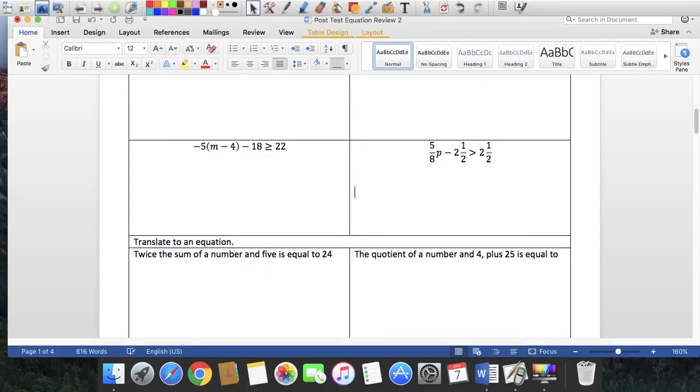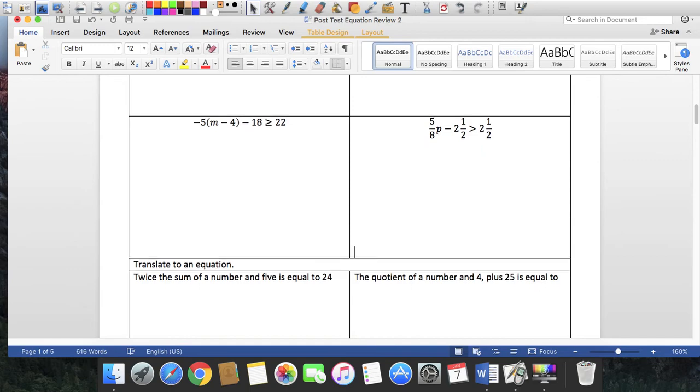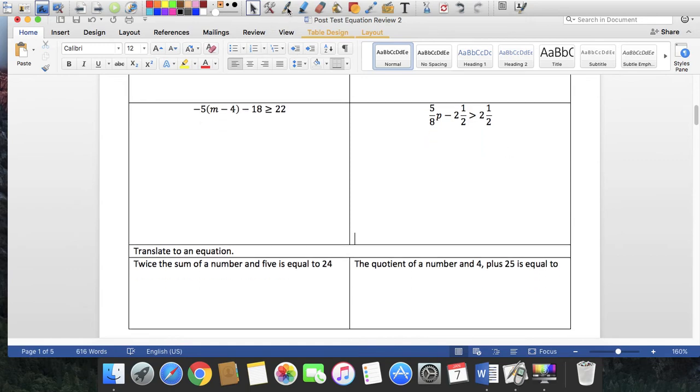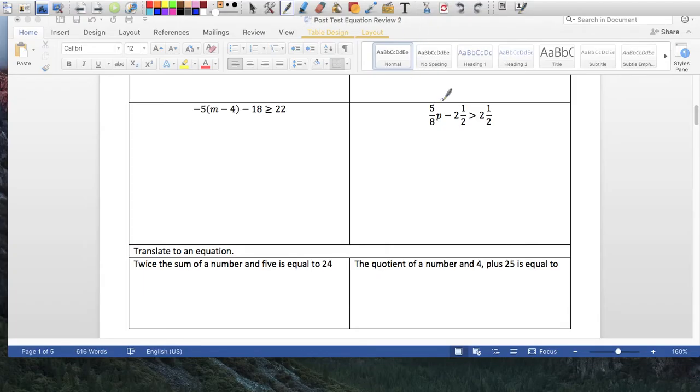So let me just need some more space over here. So this one is a fraction. So one of the things we can do is get rid of the fraction. Actually, I'm going to change everything to an improper fraction first. So 5 over 8p minus 2 times 2 is 4, plus 1, so this is 5 over 2, greater than 5 over 2. Actually, come to think about it, well, yeah. Let me get rid of the fractions.